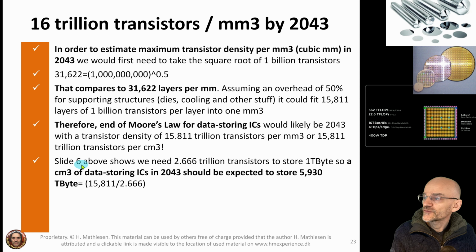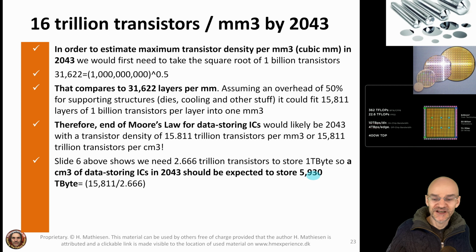Okay, again, slide 6 above was packed with information. We haven't got the time to get into all of it, but we take it out bit by bit here in later slides. That slide 6 also showed that we need 2.7 trillion transistors to store 1 terabyte. So a cubic centimeter of data storing ICs in 2043 should be expected to store 6,000 terabytes.